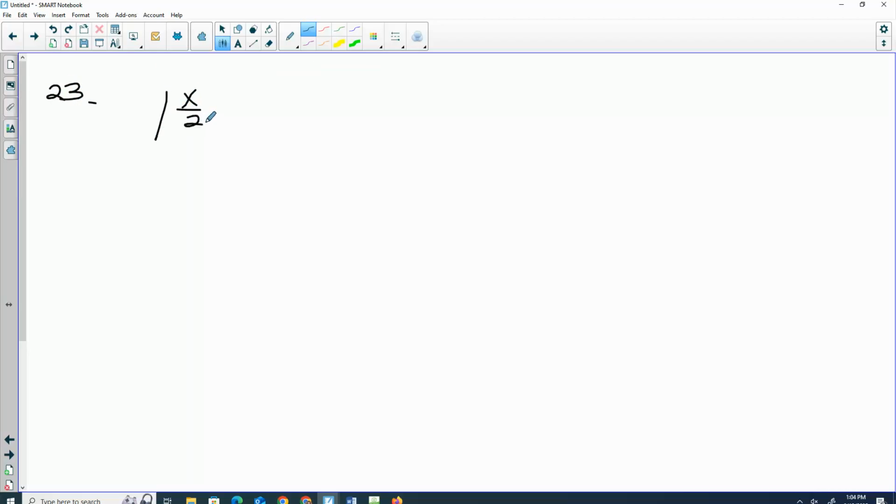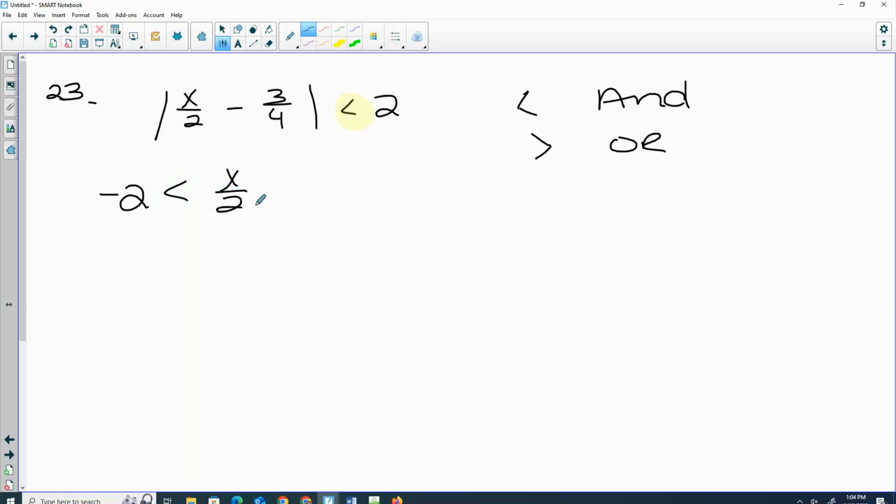We have the absolute value of x over 2 minus 3/4 less than 2. Alright, absolute value inequality. You have to ask yourself, and or or. Remember, less than is an and, and greater than is an or. So ors, you do the two separate ones, like on 24. This one is an and, so we just do one big one. So negative 2 less than x over 2 minus 3/4 less than 2.